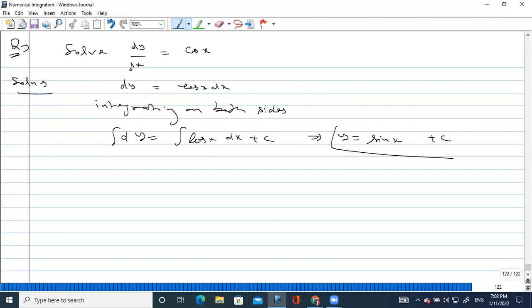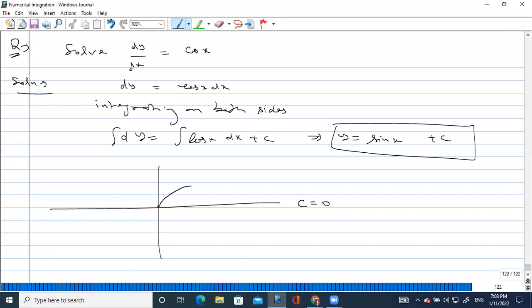Now here, if sometime he wants the answer in graphical method, so what will be the graph for this? Because I know the answer is sin x. So y is equal to sin x exactly for c equal to 0. So if c is equal to 0, you can draw this curve, a simple sine curve. Okay, so this is for c equal to 0.